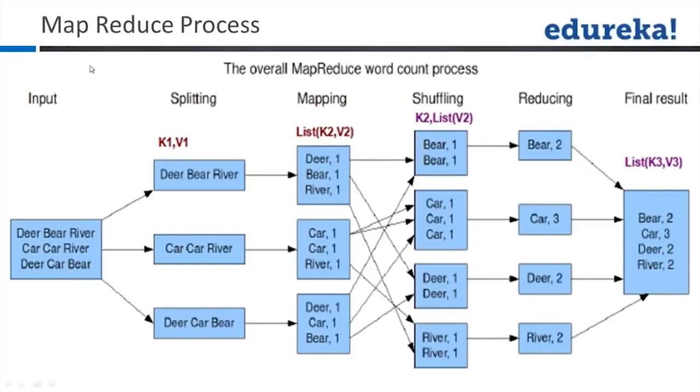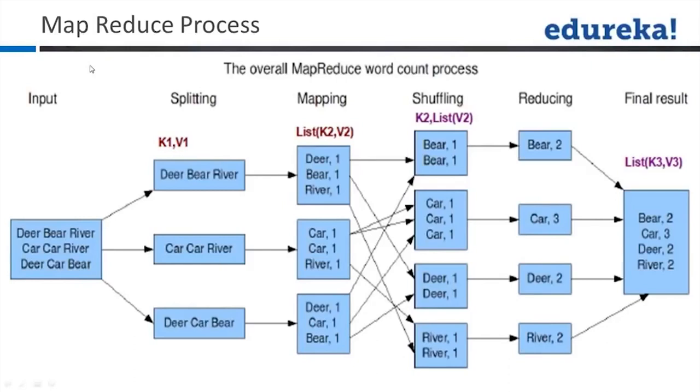Rajat is asking me why the value is 1 everywhere. It is 1 because in this particular record, deer came once, bear came once, river came once. If it was deer, bear and deer, then deer would appear twice here. Is that clear, guys? The number 2 will not come here. It will come like deer 1, another deer 1, something like this.